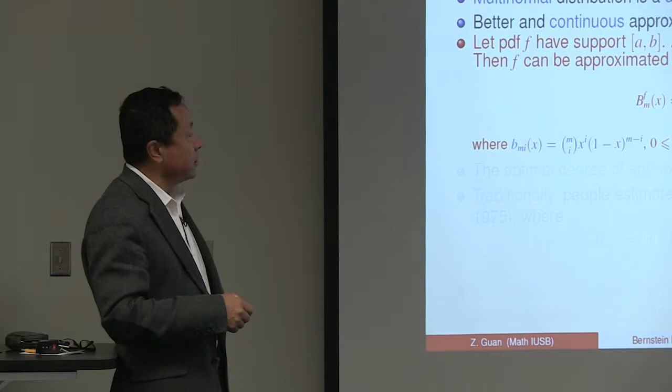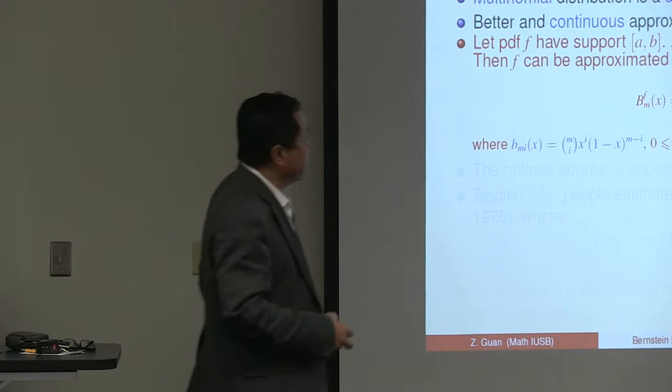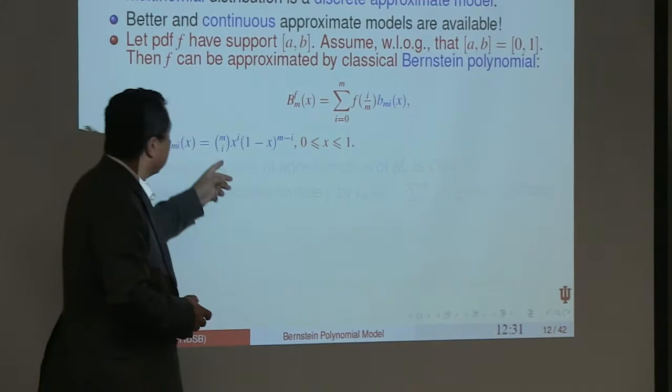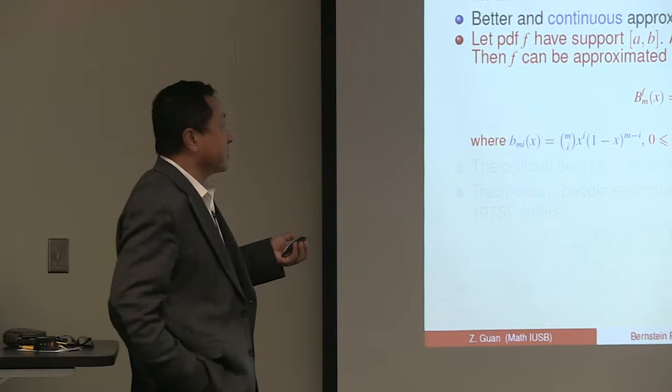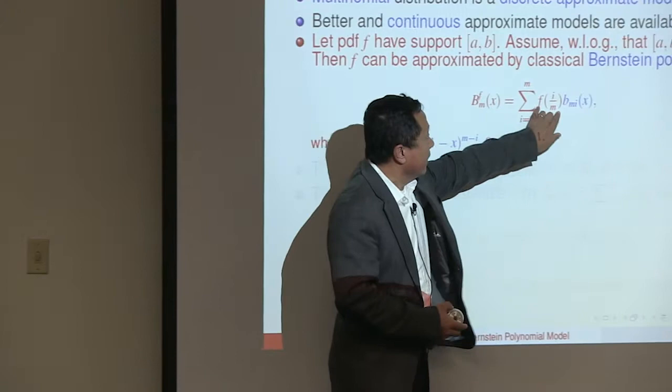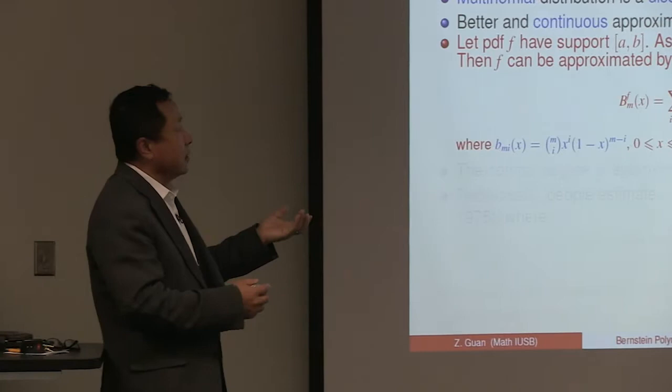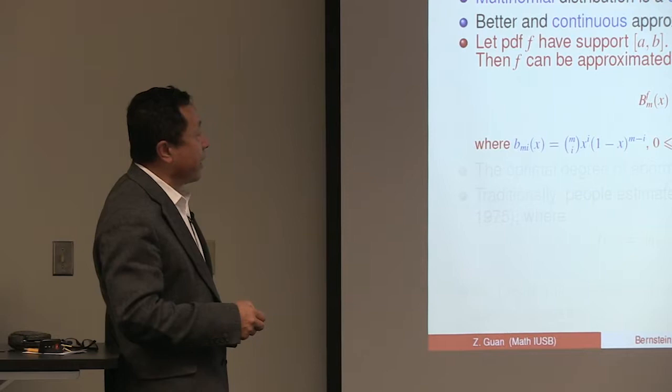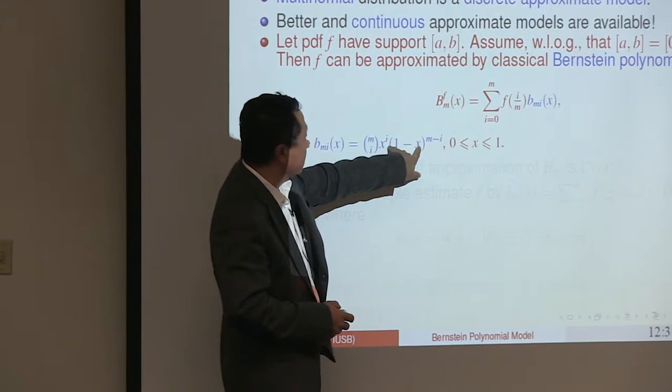That's the Bernstein polynomial, where each component is a binomial distribution with x as the probability, and the coefficient here is determined by the function at i over m, right? This polynomial has degree m, because each component has degree m. So it's still a polynomial.